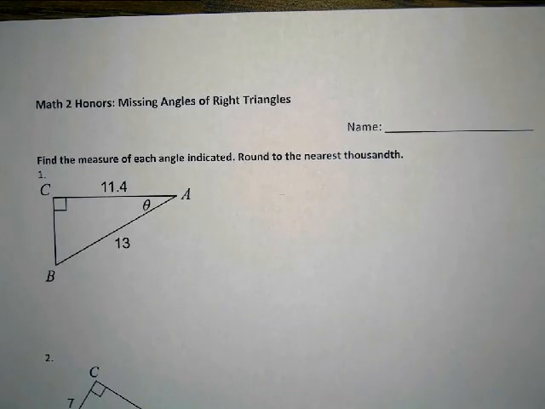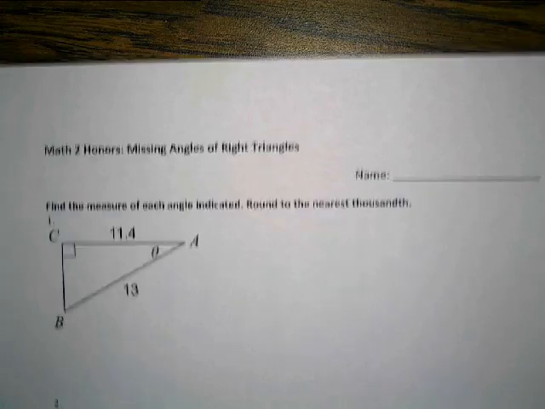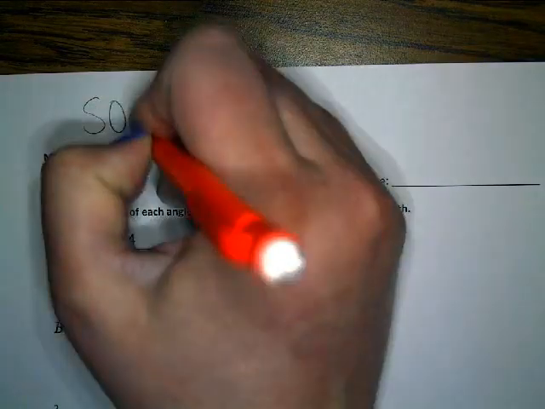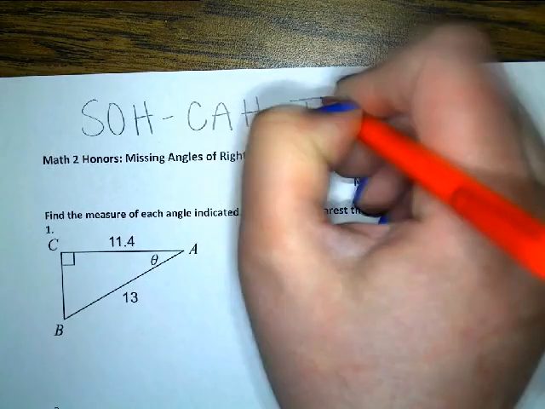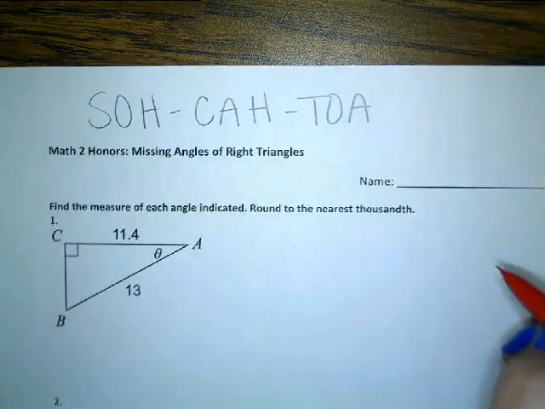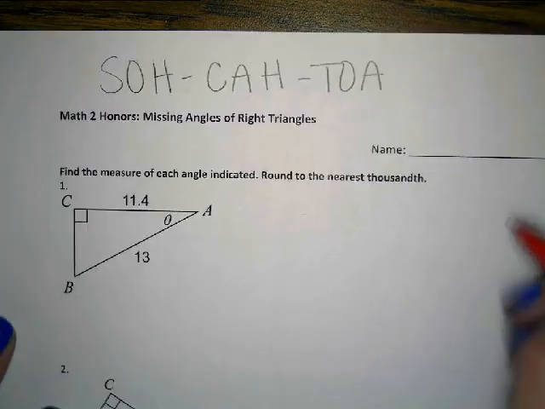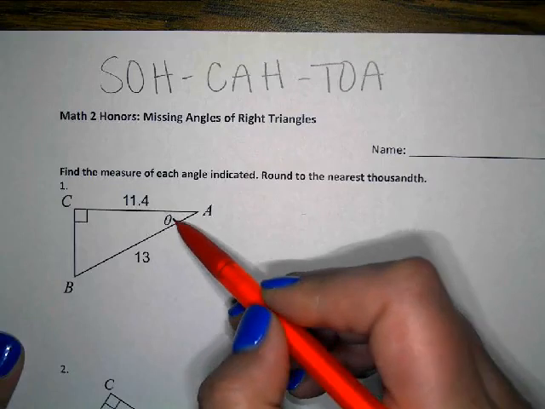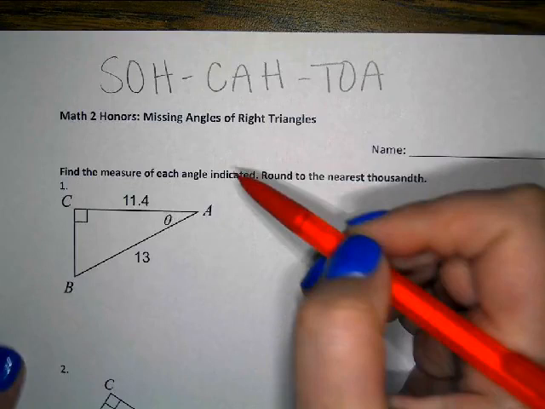So as a reminder, anytime you're looking for missing information in a right triangle, you're always going to use SOHCAHTOA or the Pythagorean theorem. Today, we're going to be finding missing angles. So since we're finding missing angles, the Pythagorean theorem isn't even an option today because the Pythagorean theorem only helps you with sides. If you look at the problems today, they all have a theta in them because the angle is what we're actually trying to find.